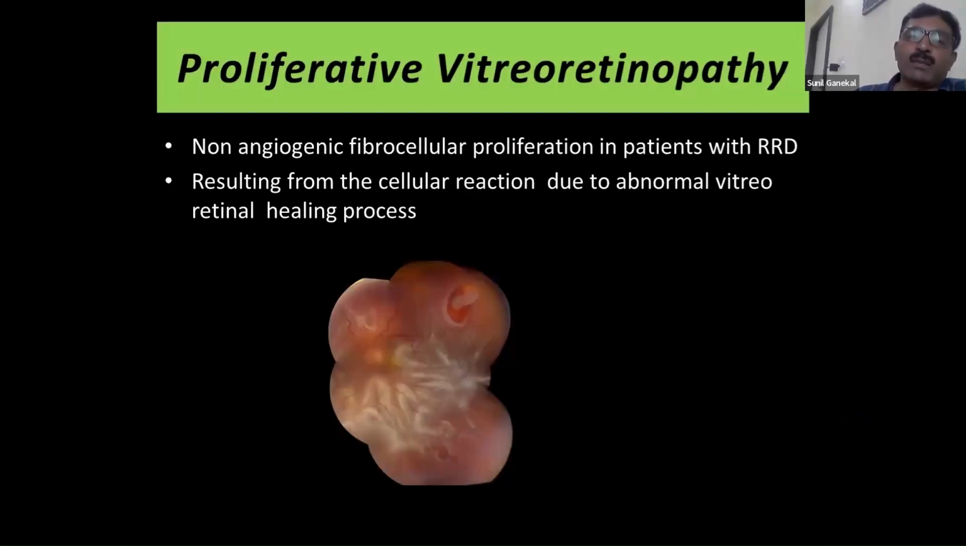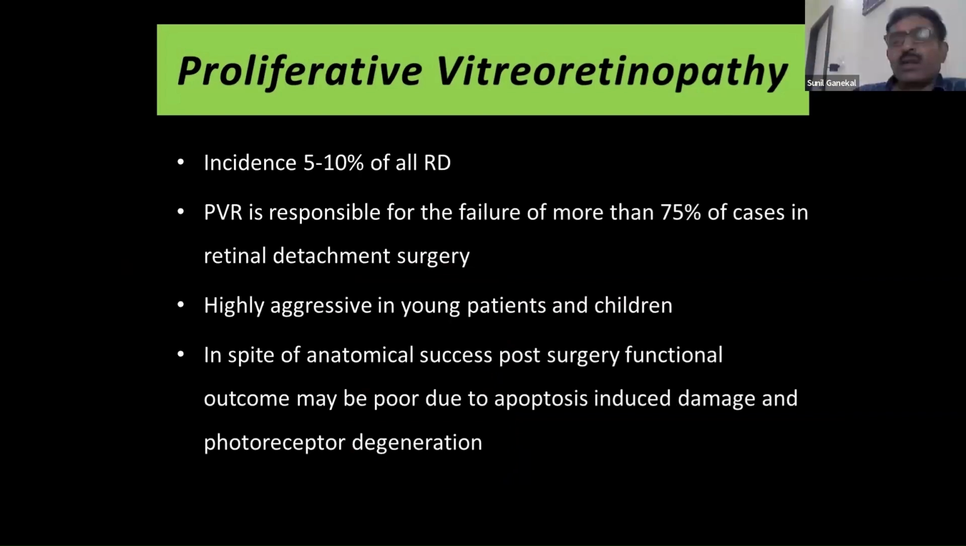As you know, once the rhegmatogenous retinal detachment occurs, there will be fibrocellular proliferation in patients with rhegmatogenous retinal detachment, resulting in a cellular reaction. Usually, post detachment, a healing process occurs, but it's an abnormal healing process of the vitreoretina because of the cellular proliferation, which leads to certain complications. I'll be telling you what the complications associated with this are.